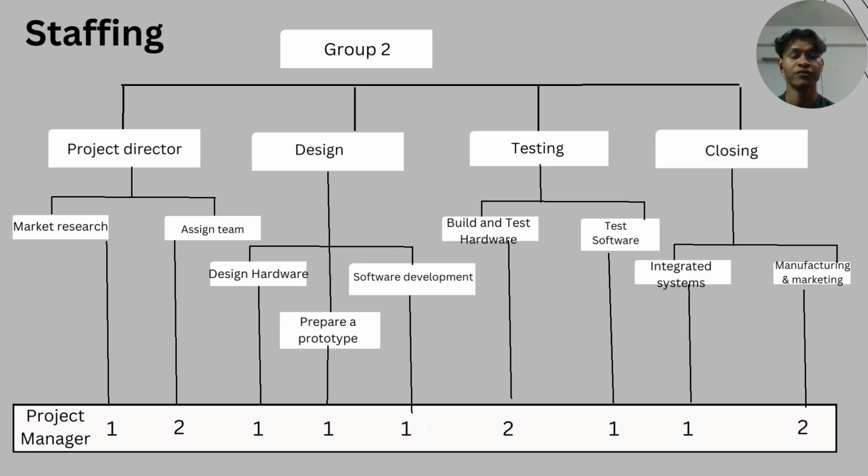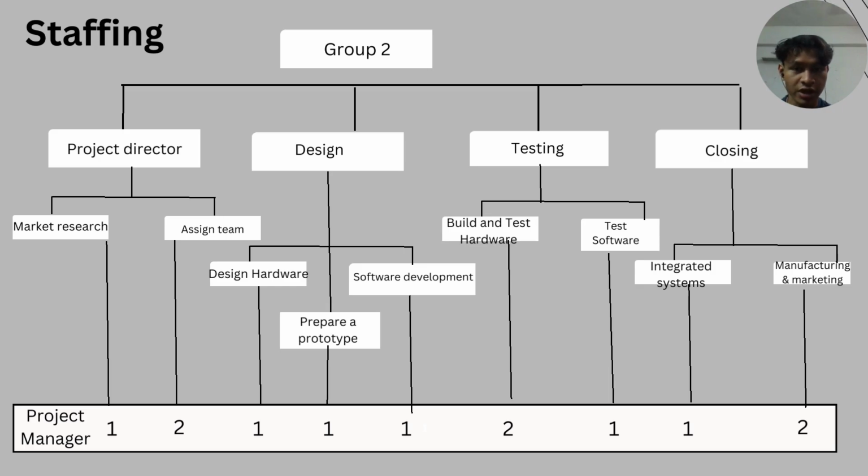Okay, now we move to the last part, which is the staffing part. As I said before, the total workers that we hired is 12 people. We have four branches for the staffing. The first one is the project director, the second is design, the third is testing, and the last one is closing. For the project director, we have market research and assign team. For market research, we assign one project manager. For the assigned team, we have two project managers.